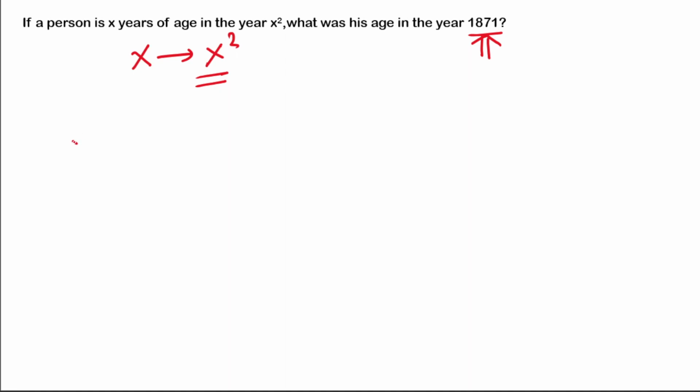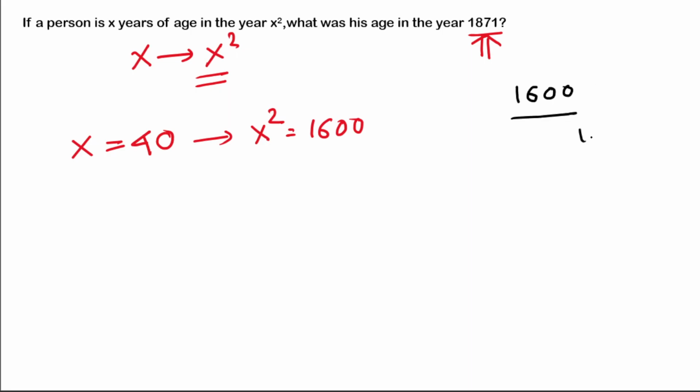Now let us take x as 40. Why are we taking x as 40? Because if we take x as 40, x square would be 1600, which is somewhat closer to 1871, but not really. But we'll build on that. Now that we have the value of x square, a person cannot realistically be alive in the year 1600 and 1871. You don't know many people doing that. Anyway, so x cannot be 40.